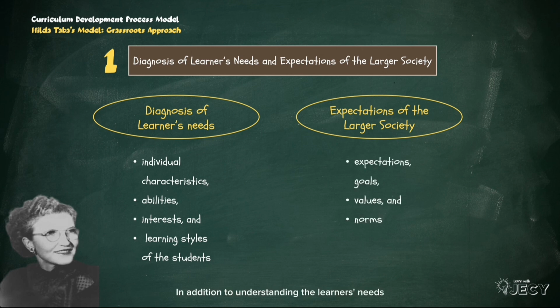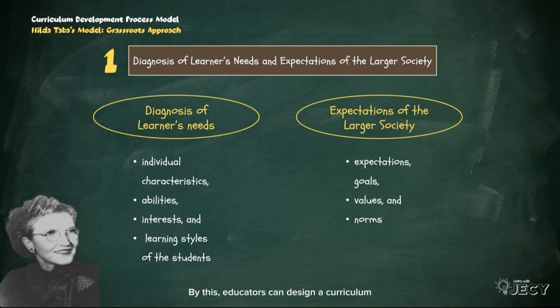Expectations of the larger society. In addition to understanding the learner's needs, it's essential to consider the broader societal context in which education takes place. This includes identifying the expectations, goals, values, and norms of the community, culture, and society in which the learners are situated. Educators must recognize the roles and responsibilities that education plays in preparing students to become active and responsible members of the society. This involves understanding societal trends, challenges, and opportunities that may influence educational priorities and outcomes.